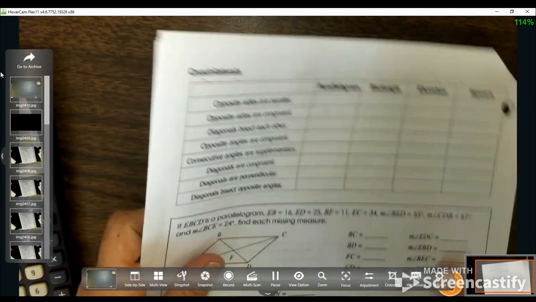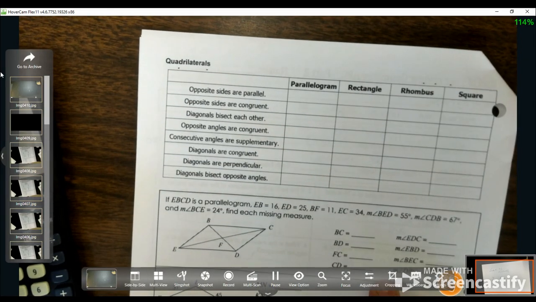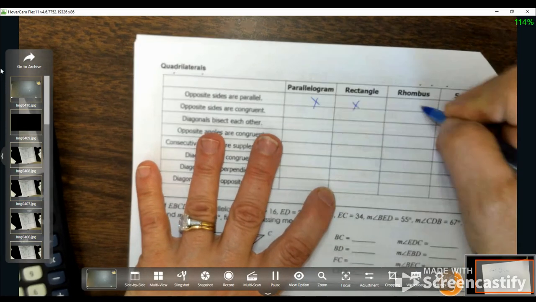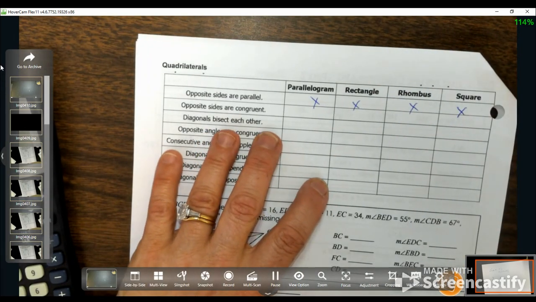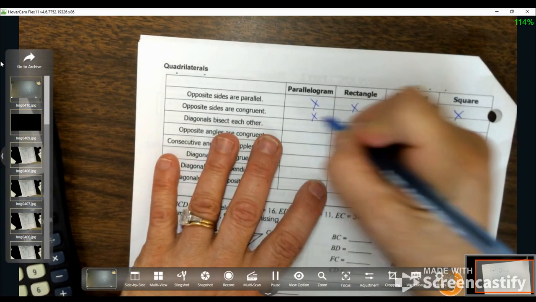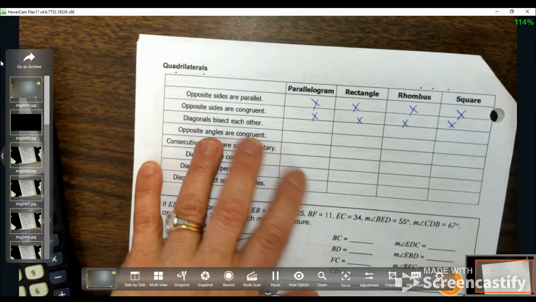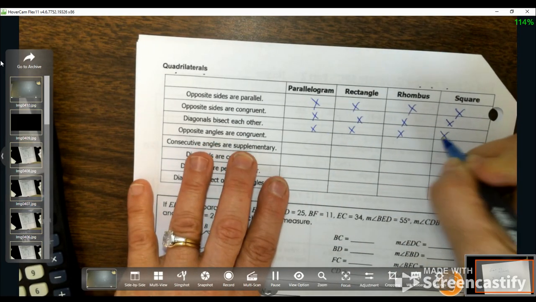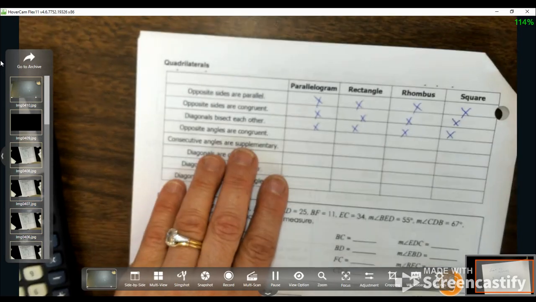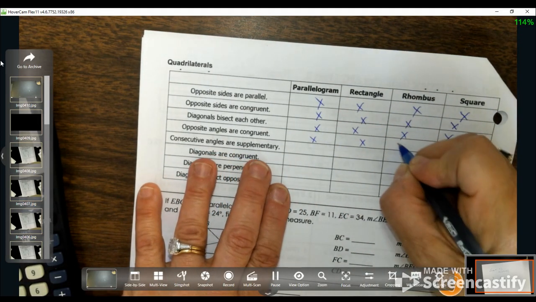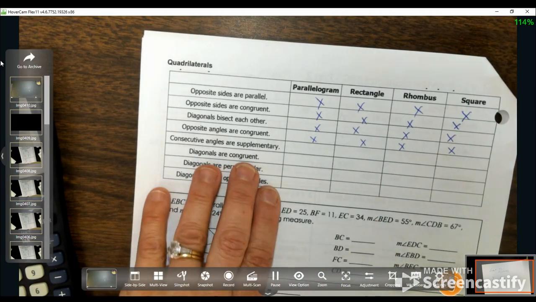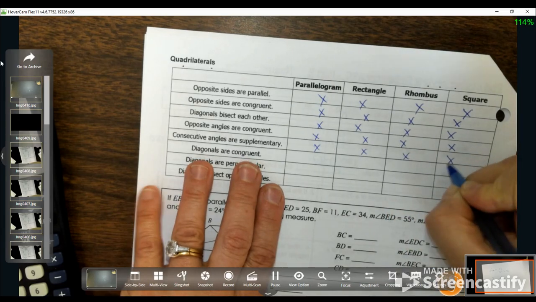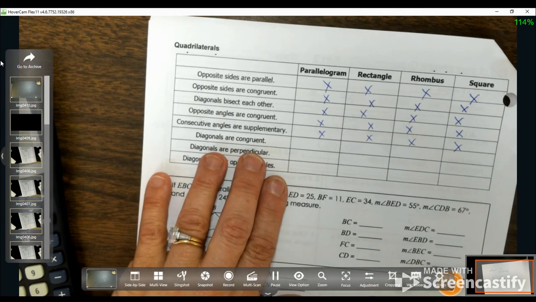Oh, I do like this one. As you do this, I want you to think about it. We know opposite sides are parallel is true for all of these shapes. Opposite sides are congruent is true for all of these shapes. Diagonals bisect each other. Those are true for all of these shapes. Opposite angles are congruent. That is true for all of these shapes. Consecutive angles are supplementary. That is true for all of these shapes. Okay. And now let's look at the next one.